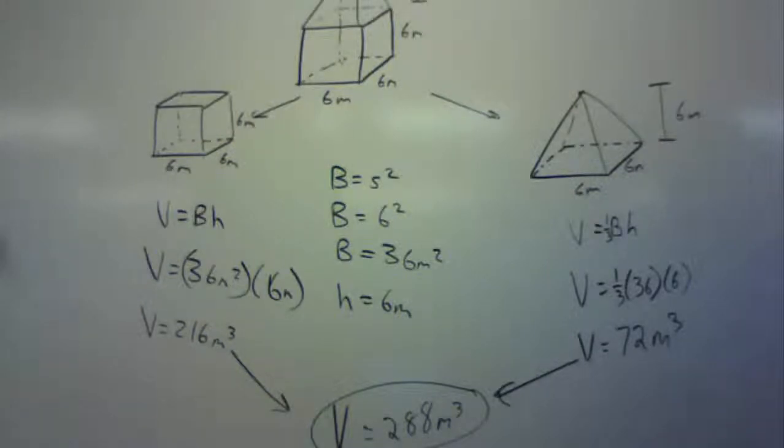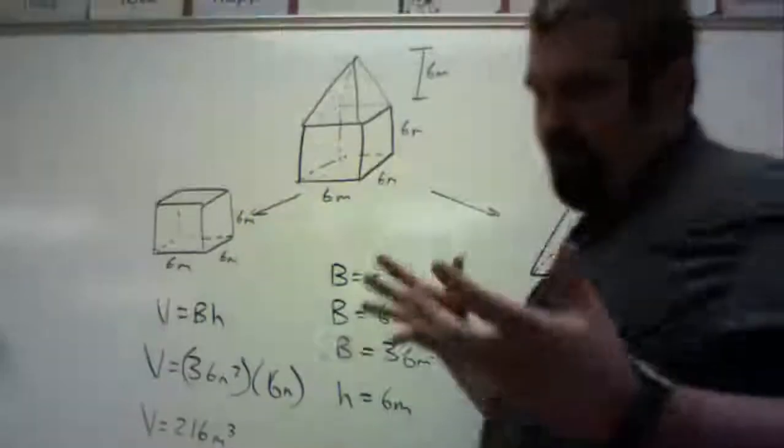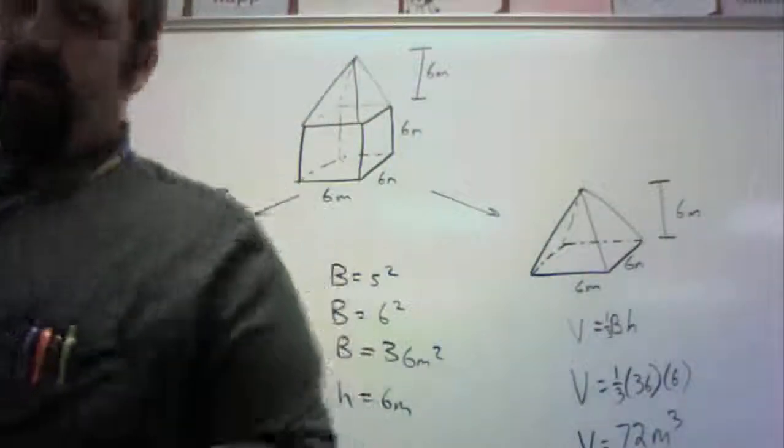And there we go. That's how you can find a volume of something that has multiple shapes. You split them apart into shapes you know, you combine them back once you find the volumes.